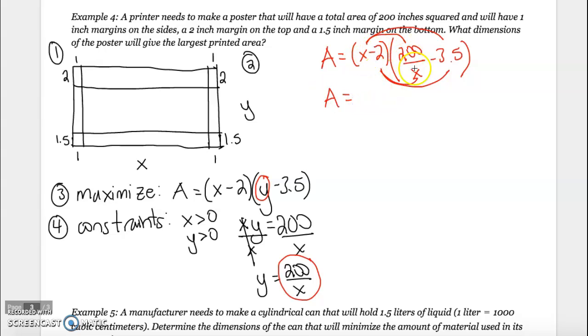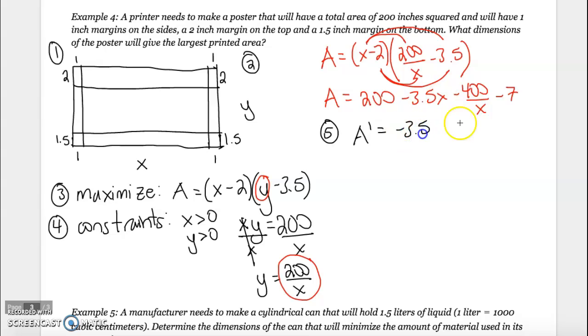So we'll get x times 200 over x would just give me 200. x times negative 3.5 would give me negative 3.5x. Negative 2 times 200 over x would give me negative 400 over x. And negative 2 times negative 3.5 would give me negative 7. All right, so then now, step 5, I'm going to go ahead and take my derivative. So my 200 and my 7 go away. My derivative of negative 3.5x is just negative 3.5. And then my derivative of this would have originally been written negative 400 x to the negative 1. So plus 400 x to the negative 2, or x squared on the bottom.